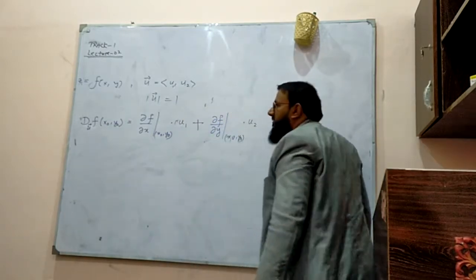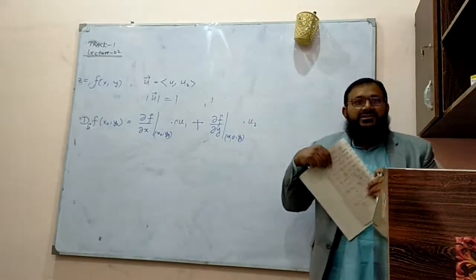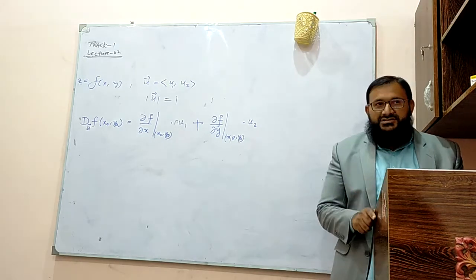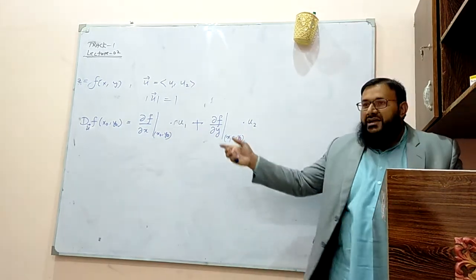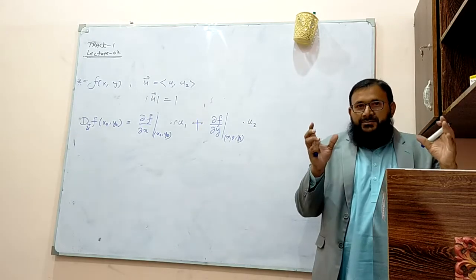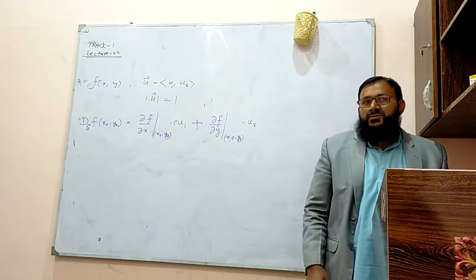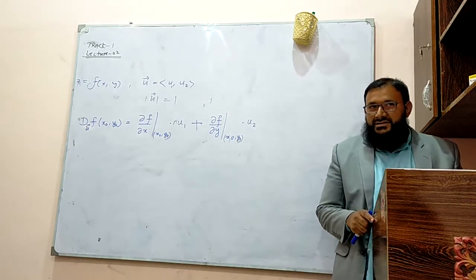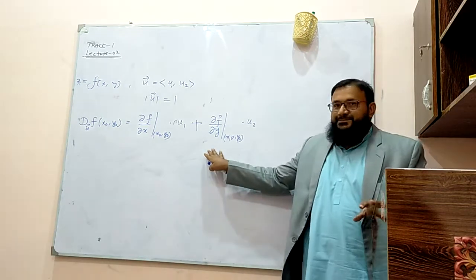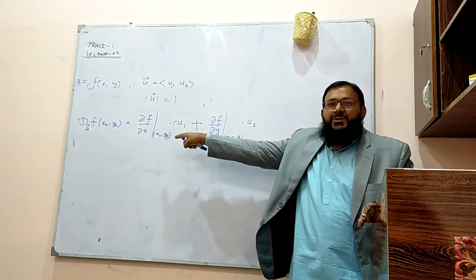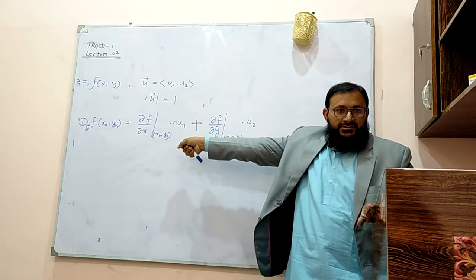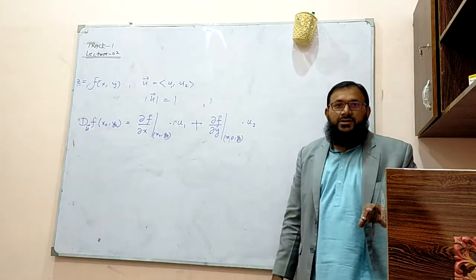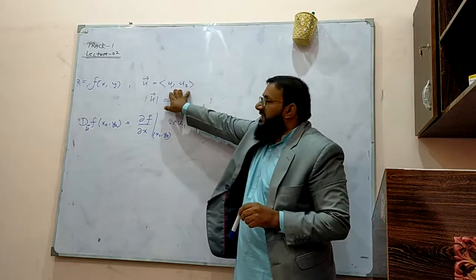This is going to be the directional derivative of a function in the direction of a vector u at point x naught, y naught. This is a simplified version, but we can make it a bit compact using the gradient function, the del operator. But is it okay? We know very well what is partial f by partial x. Just find that value, multiply with the first component, plus find this value, multiply with the second component. This is any vector in any direction.